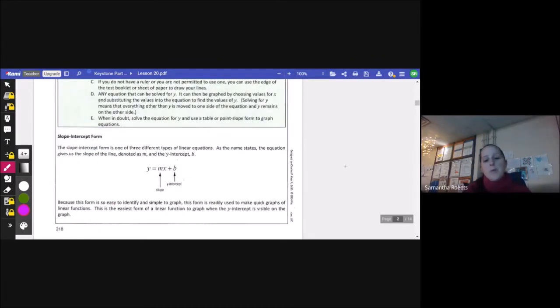All right, slope-intercept form. The slope-intercept form is one of three different types of linear equations. As the name states, the equation gives us the slope of the line, denoted by m, and the y-intercept, b. Because this form is so easy to identify and simple to graph, it is readily used to make quick graphs of linear functions. This is the easiest form of a linear function to graph when the y-intercept is visible on the graph.